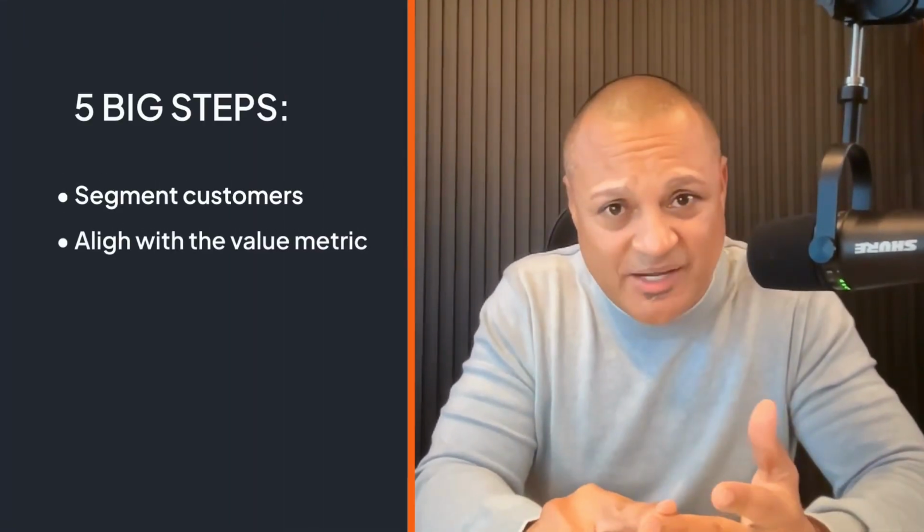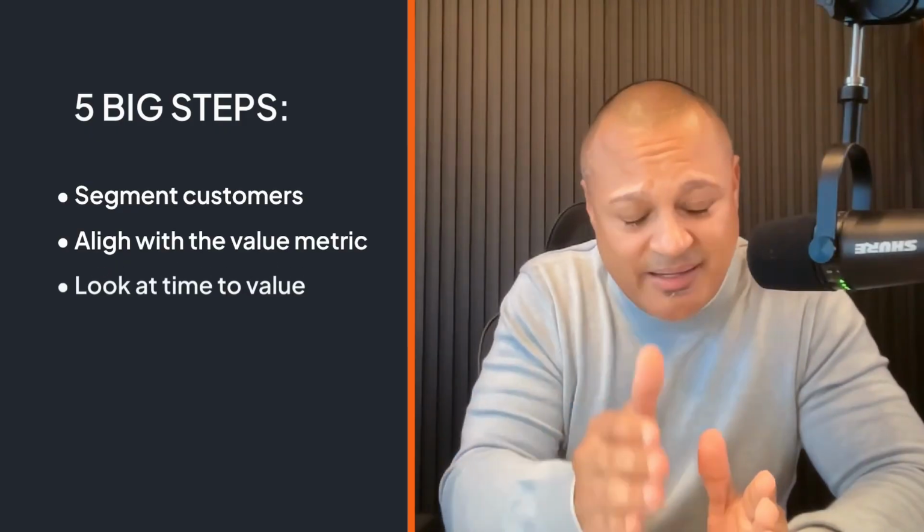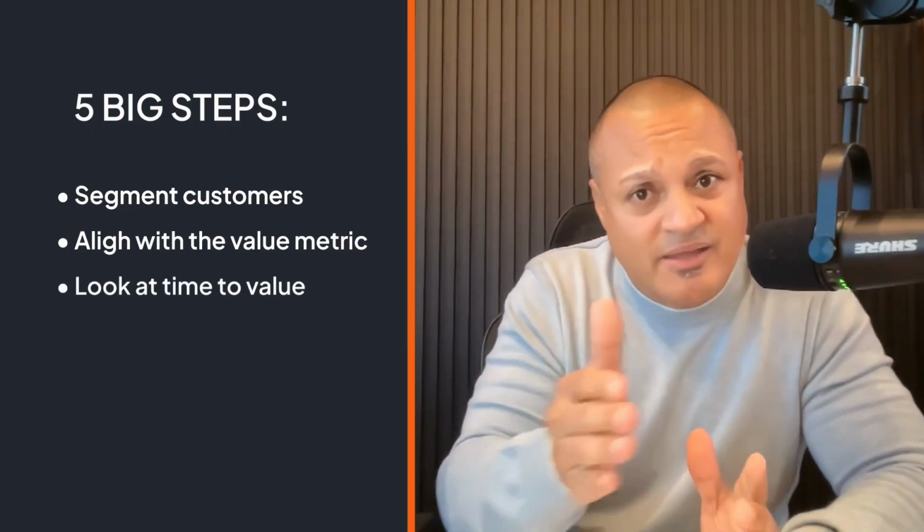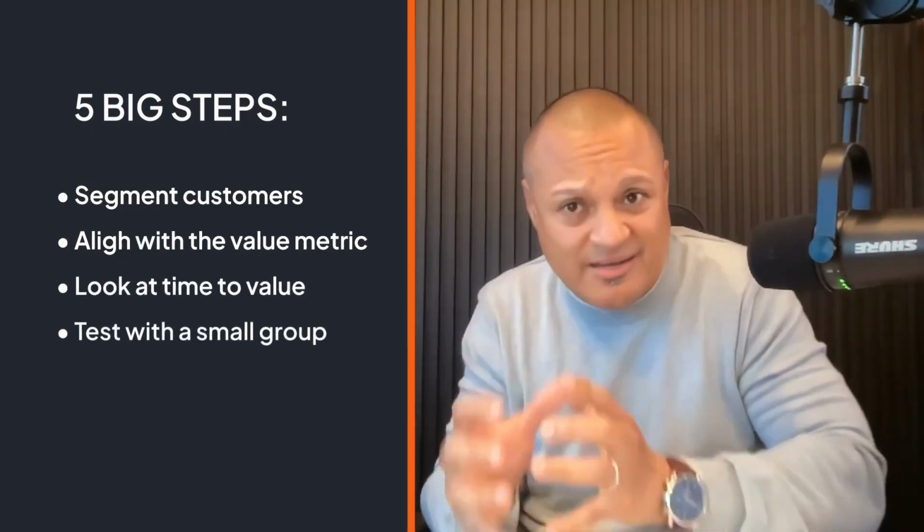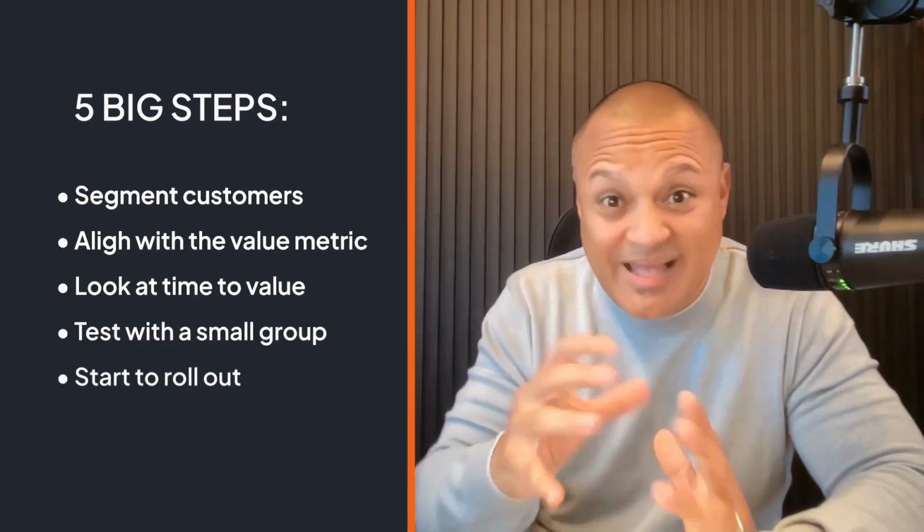That's the key. So with this framework, the 5 big steps, just to summarize again: segment your customers, align with the value metric, be careful to factor in and account for time to value, and then from there, test with a small group. And then number 5, start to roll out. So that's the big framework to attack this pricing problem in 5 steps.